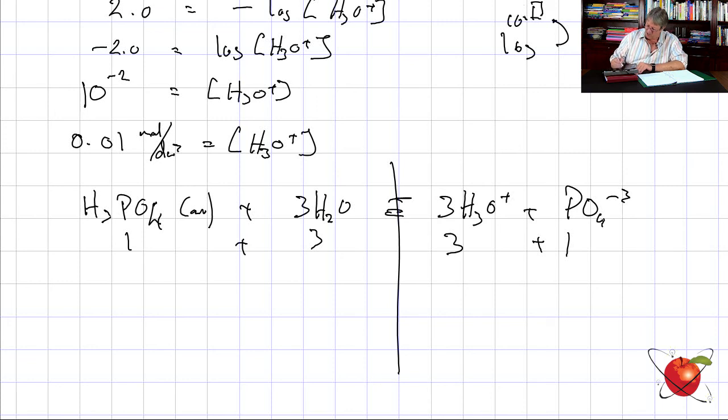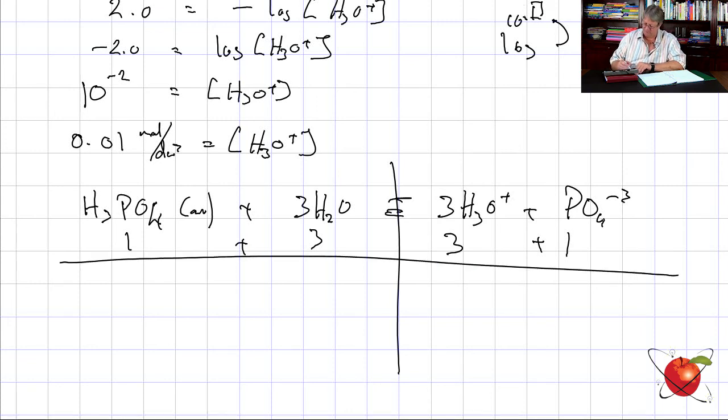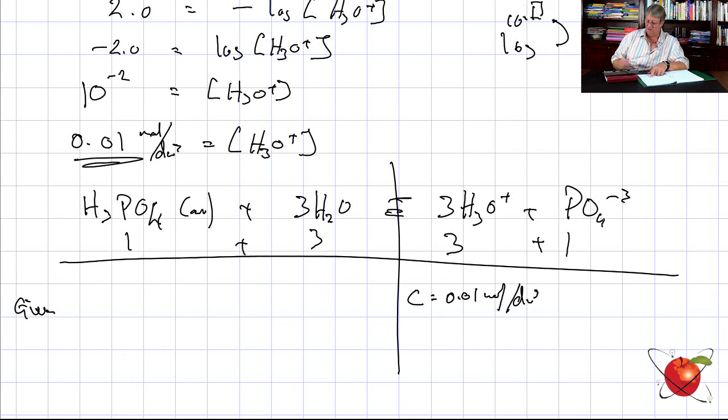So now let's look, what are we given? We are given a concentration of this. Concentration C, in fact, let's do it how we used to with the others, instead of the brackets, concentration of H3O+ is 0.01 moles per cubic decimeter. That's what we're given. That's the amount that we have to have in there.